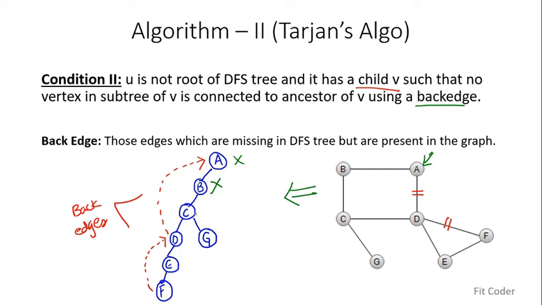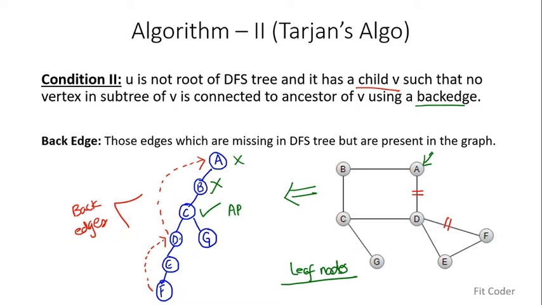Now let's come to C. C has a child G, and no vertex in the subtree of G has a back edge towards an ancestor of C. So C will be an articulation point. An important point to remember is that leaf nodes can never be articulation points. So G and F can never be articulation points.